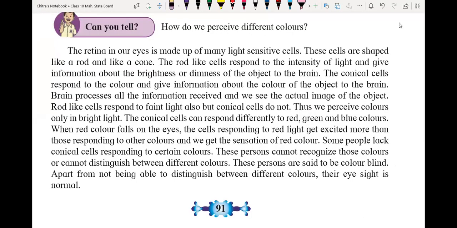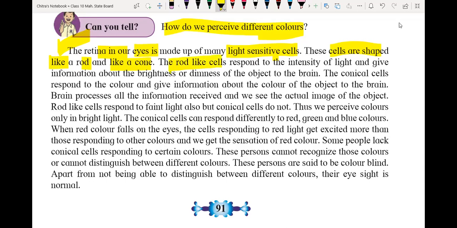So here we have an important question which is given in the can you tell part. How do we perceive the different colors? We will get the answer over here. The retina in our eyes is made up of many light sensitive cells, also called photosensitive cells, because photo is nothing but light. These cells are shaped like a rod and like a cone. Do remember the cells of the retina in the eye are rod shaped and cone shaped.